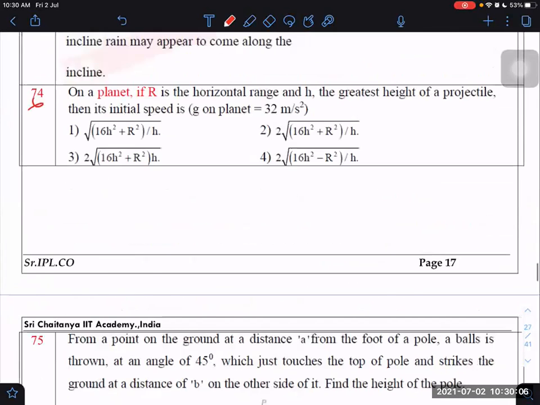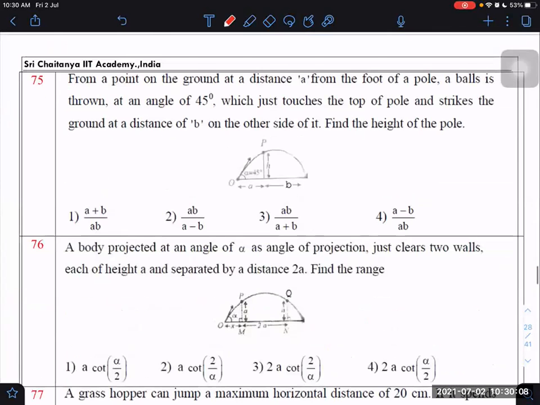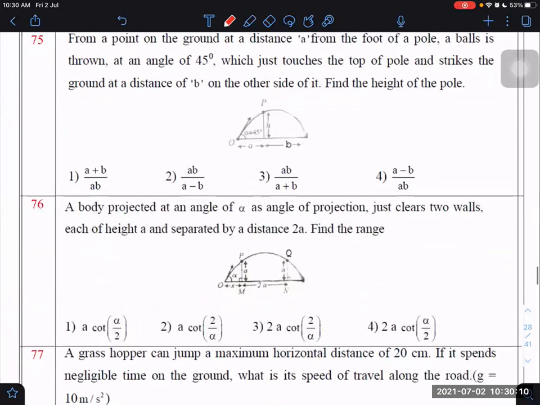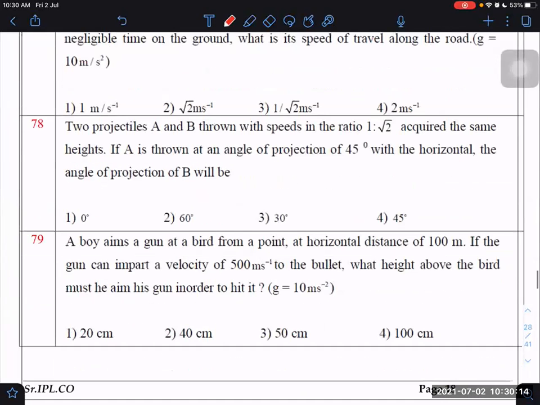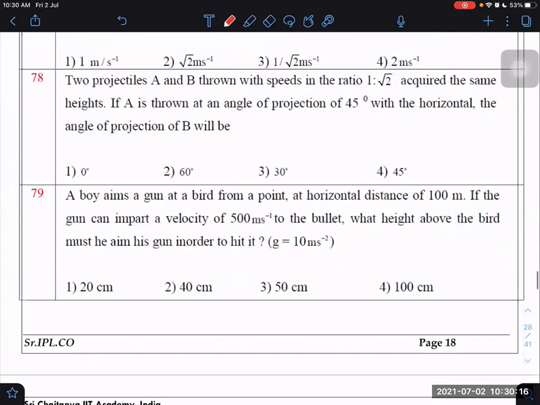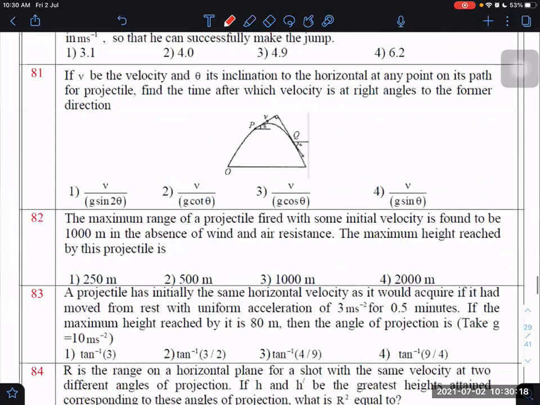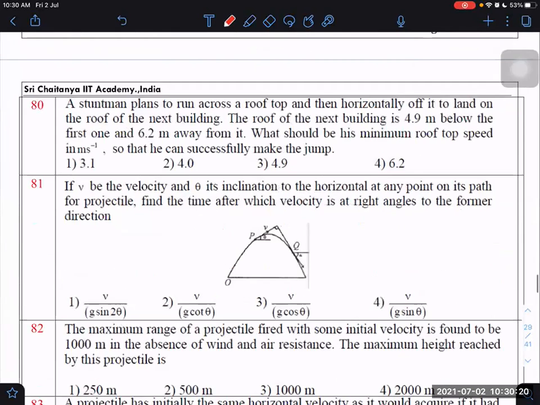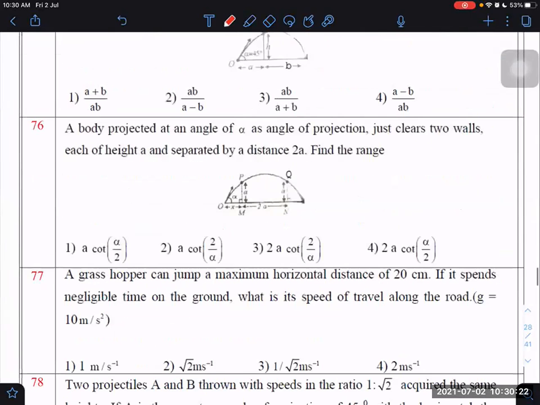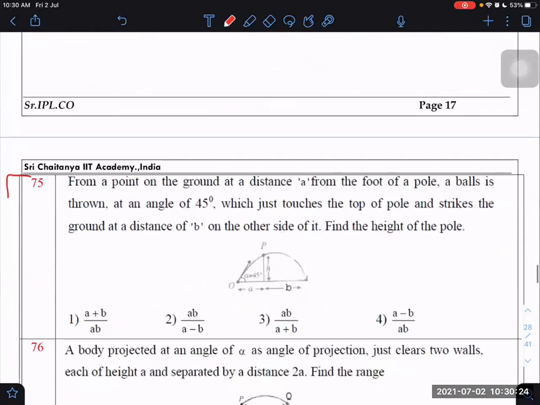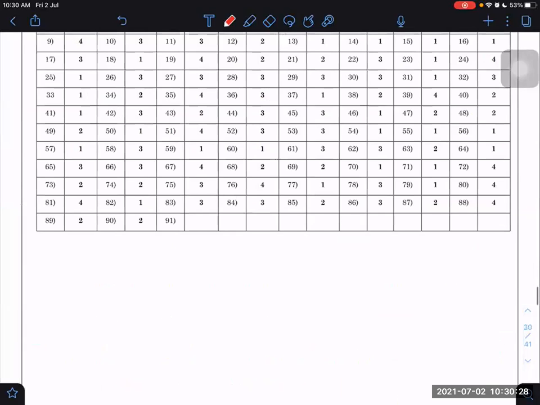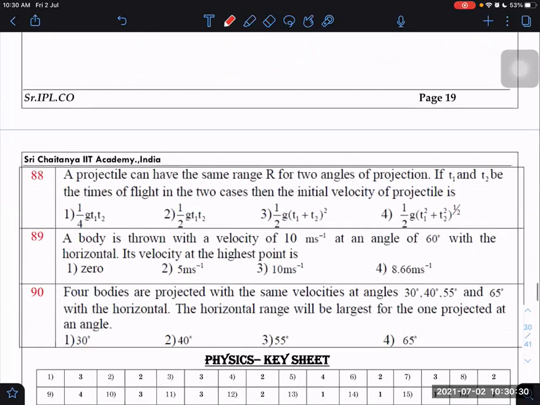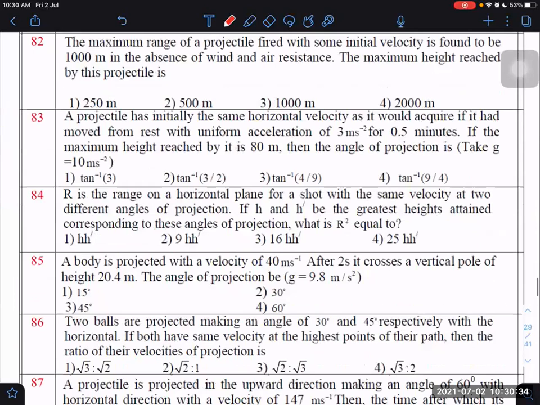74 also not to be done. 75 onwards, I think we can do again. 75, 76. 74, sir, 74 we cannot do. 75 onwards we can do, up to the last. These all are again for this week only.